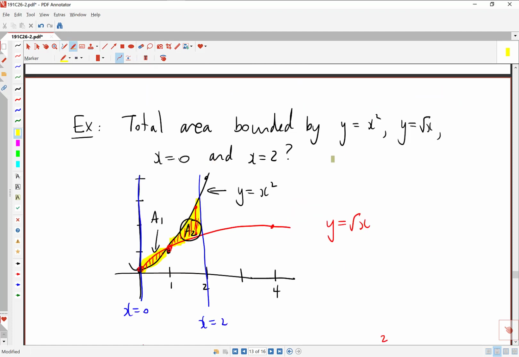So we have practiced vertical slices and horizontal slices, two different methods for calculating the area between two curves.